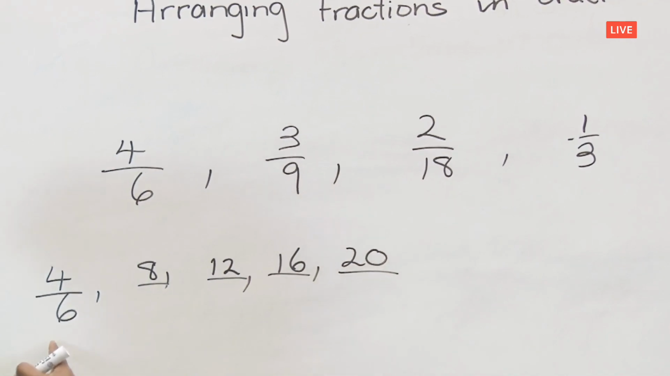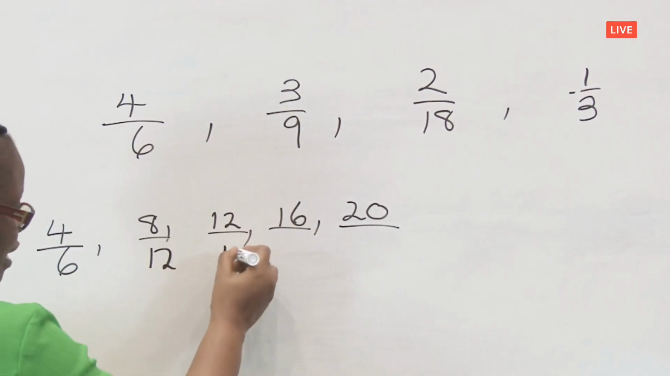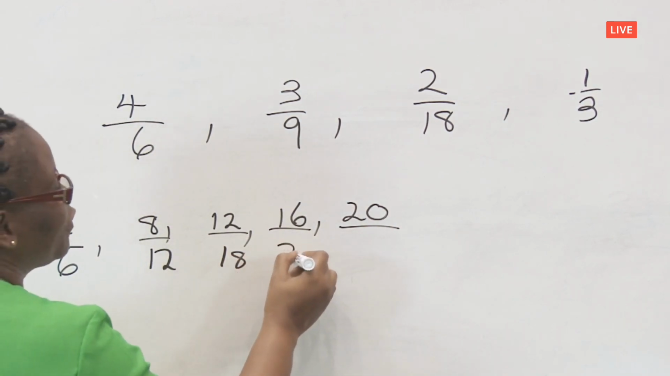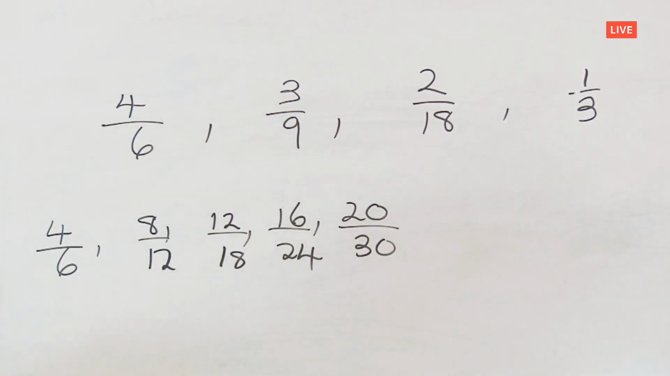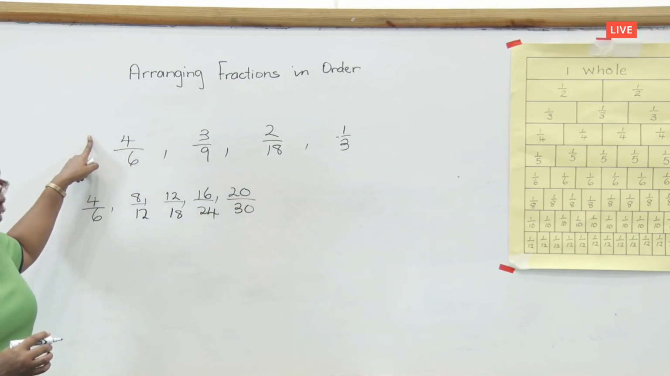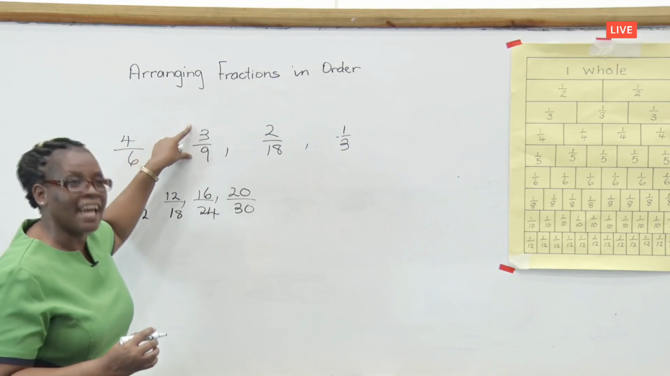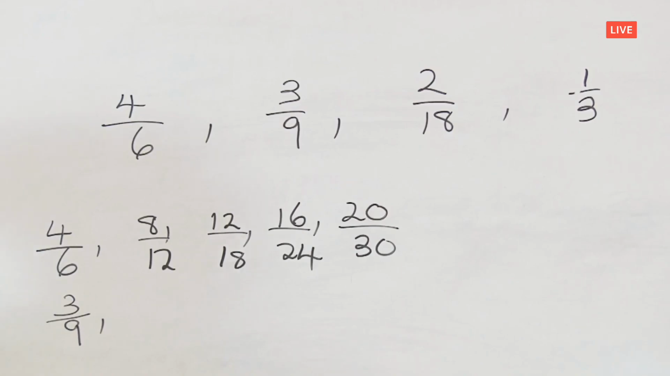Yes, we write our vinculum. And to get our denominator, we do multiples of the denominator that we are given. So we have 6, yes, 12, 18, after 18, 24, 30. So we have generated 5 equivalents for 4/6.